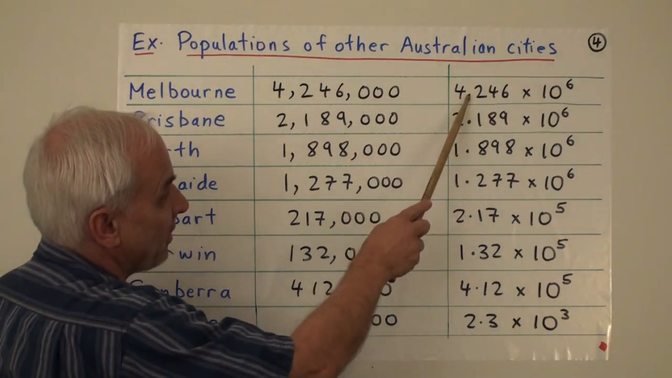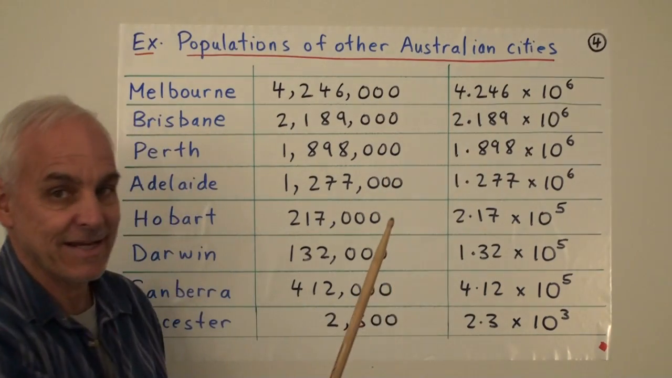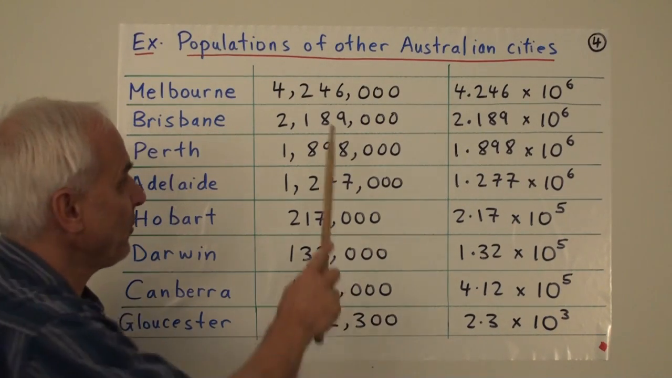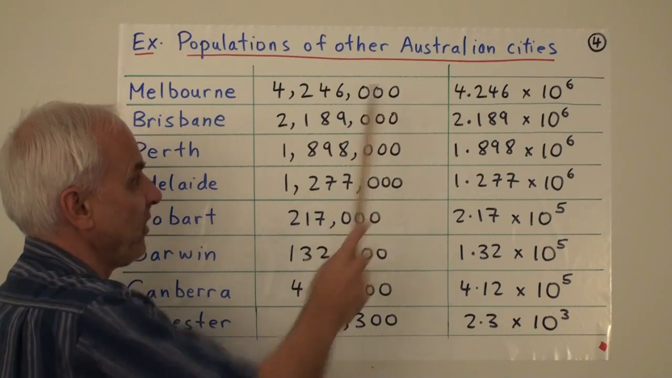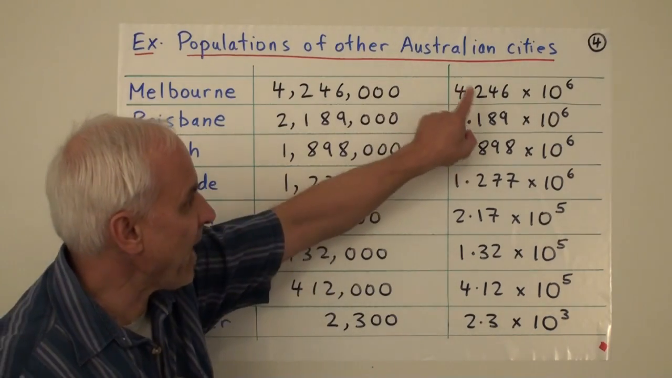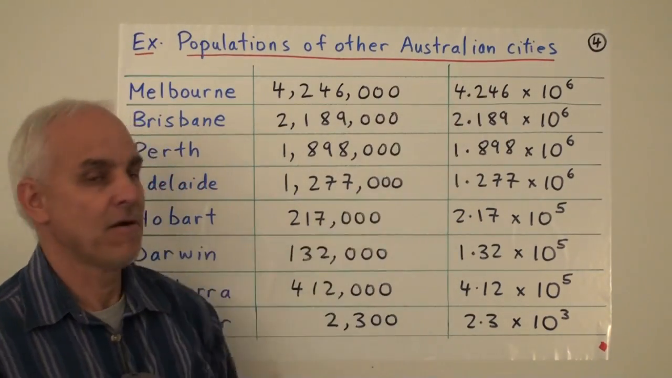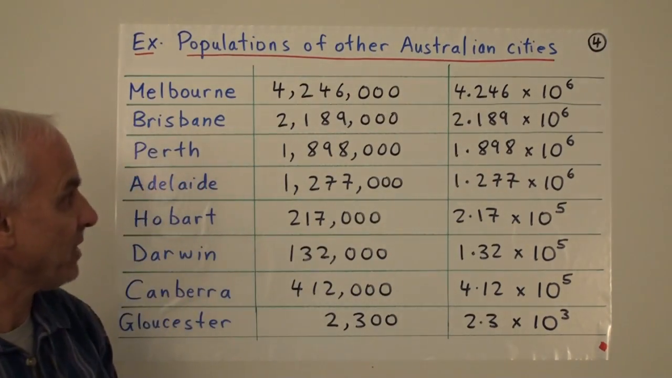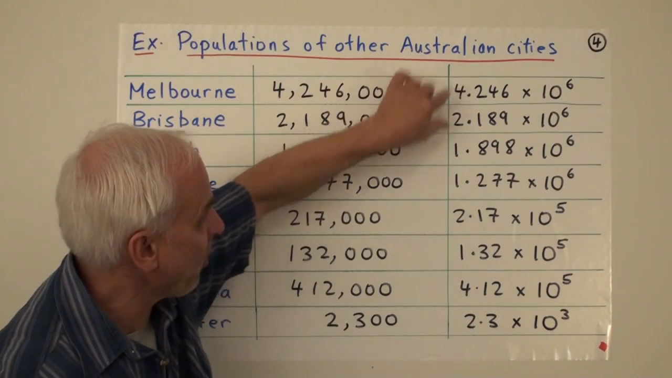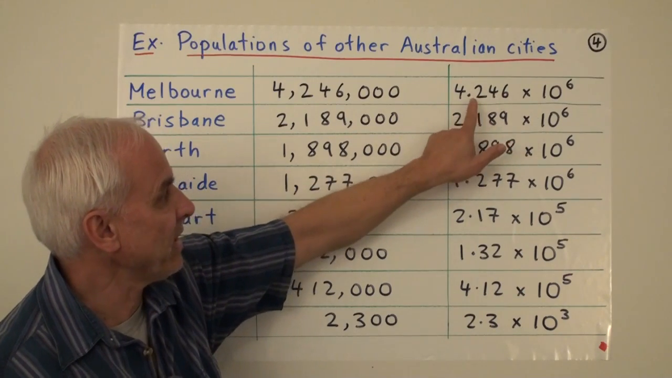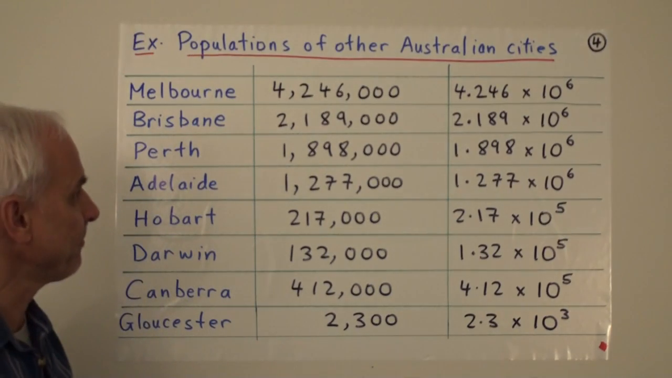Because if we multiply this number by 6, then the decimal place has to move over 6 to the right. So if it starts here, then we are moving 1, 2, 3, 4, 5, 6. So yes, indeed, if we take that number and we multiply by 10 to the 6, we do really get 4,246,000. So this is the correct scientific notation for this, because the digit part really has 1 non-zero digit to the left of the decimal.